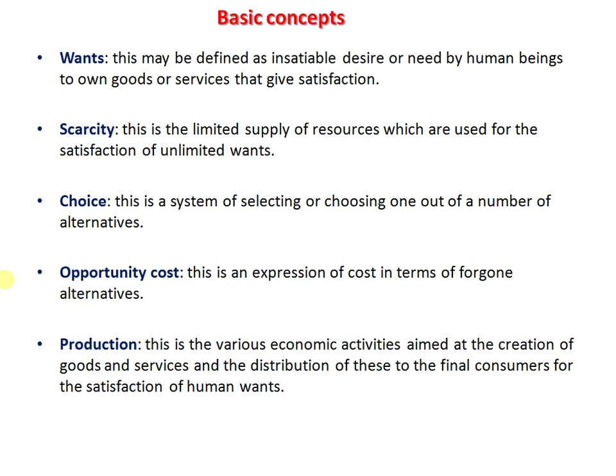So whenever you're talking about production, you're not only talking about production of goods, but you're also talking about production of services and also the distribution, because production is not complete until it gets to the final consumers for the satisfaction of human wants. So in essence, all the things you're doing in economics is for you to satisfy wants. You satisfy these wants with the limited scarce resources by making choice and leaving some through opportunity cost. So that's what we're going to be looking at.